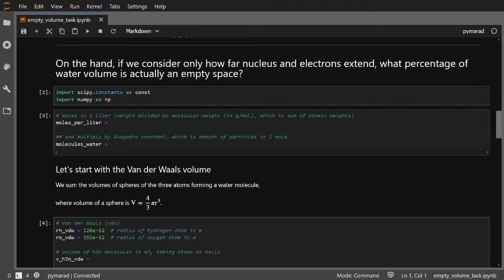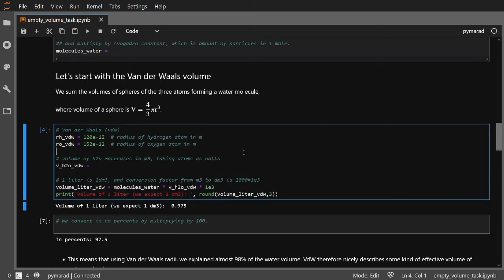The next step is to calculate the volume of one water molecule. We simply sum the volumes of three spheres representing one oxygen and two hydrogen atoms. We start with van der Waals radii, and after we get the volume of a single water molecule, we multiply by the number of molecules in 1 liter of water, and we expect that the result will be somewhere close to 1, meaning 1 liter. And indeed it is.